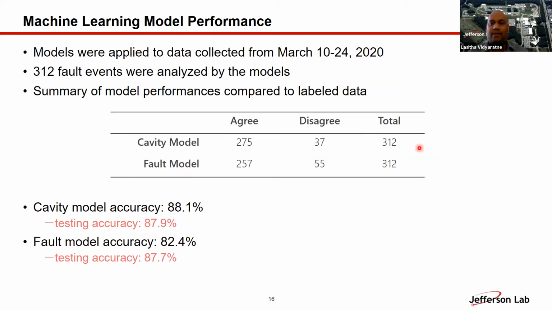We construct the table after we got our subject matter experts to analyze those faults as well and provide ground truth data. To summarize, we have a cavity identification accuracy of 88.1% for this data. And the testing accuracy with the data set that we had was 87.9, which is quite on par. The fault identification accuracy was 82.4, which is a little lower than the testing accuracy we saw, which shows that the fault identification is actually a more complex task.